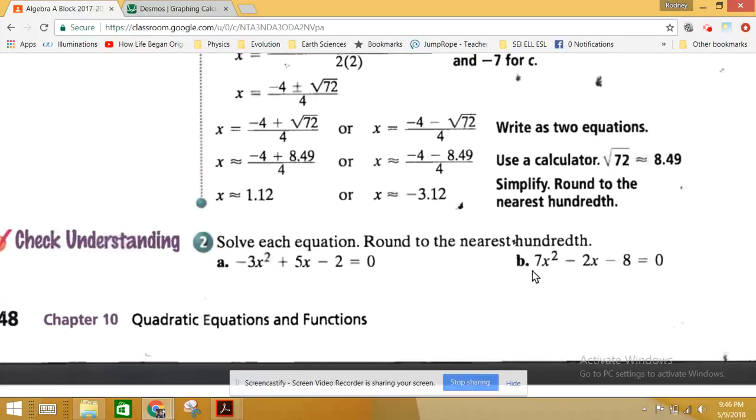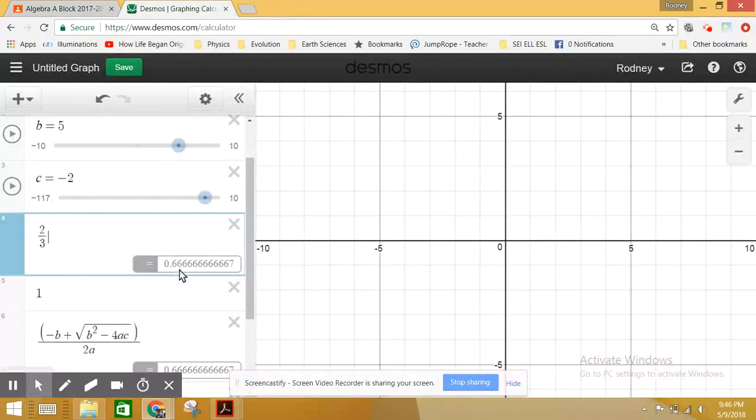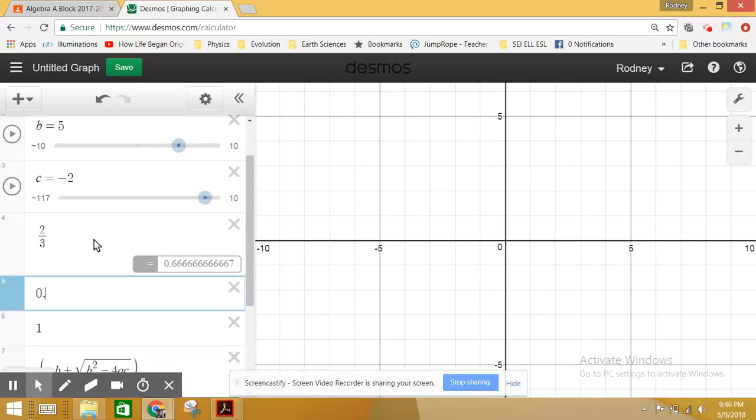Let's take a look at the second one. Okay, the second: 7x squared minus 2x minus 8 equals 0. Oh, by the way, I'm rounding to the nearest hundredth, which is what it asked me to do. The rounded version of this is going to be 0.6, and I'm going to drop right here, and that's 5 or higher, so I'm going to go up from 6, and that's my answer.